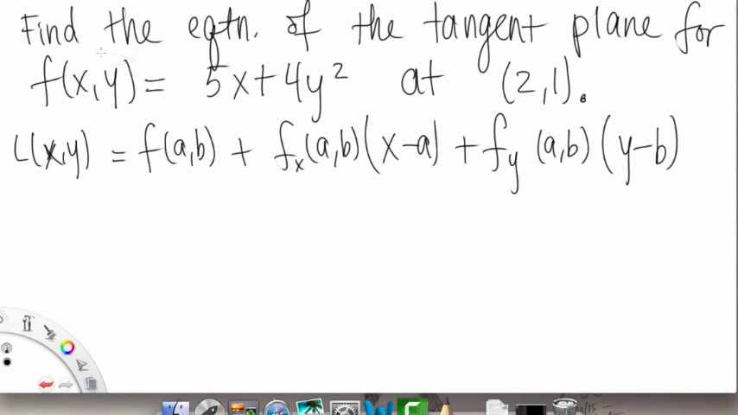So here's our f of x y, but the first thing we have to do is actually identify our a and b.